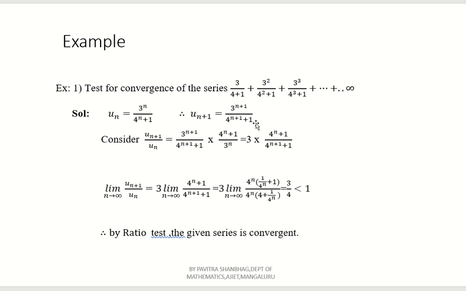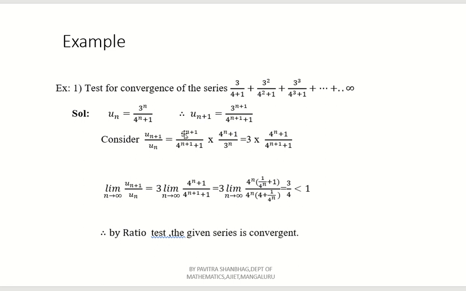Now compute u_(n+1) by u_n. Consider the ratio of these two. So what is u_(n+1) by u_n? Right, here 3 power n plus 1 divided by 4 power n plus 1 plus 1, whole divided by 3 power n by 4 power n plus 1. Divided by means here you can multiply by 4 power n plus 1 divided by 3 power n. Now simplify this. This step is very important.